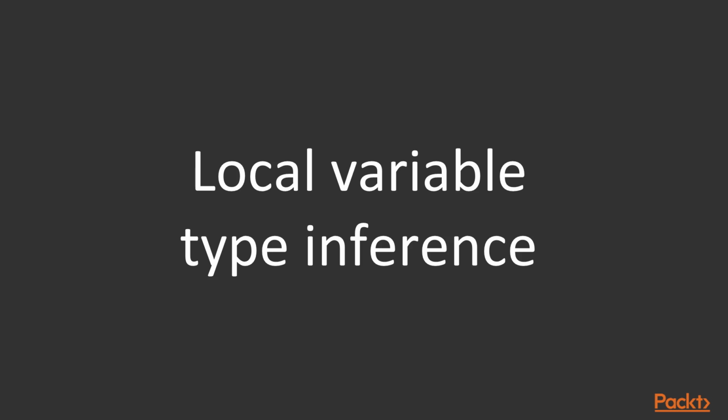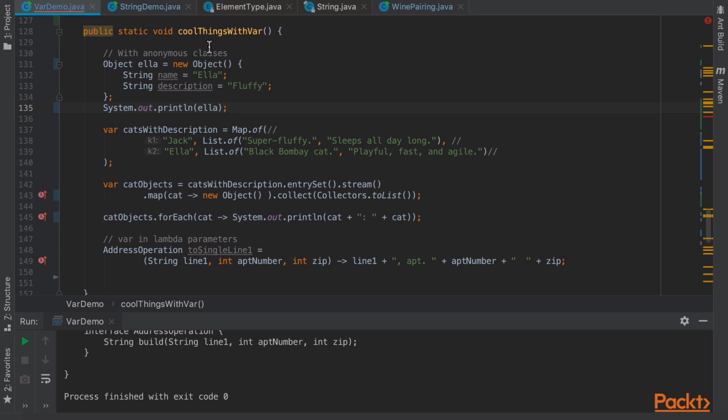We can use it in a local variable inside methods, inside the for loop, inside the try with resources, but we cannot use it anywhere else. We still need to explicitly specify the type for field and method arguments. So var in Java is local variable type inference, nothing less, nothing more. Let's get back to our demo and do more advanced things.